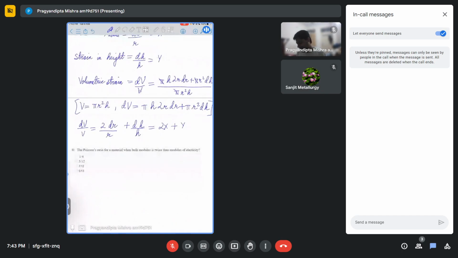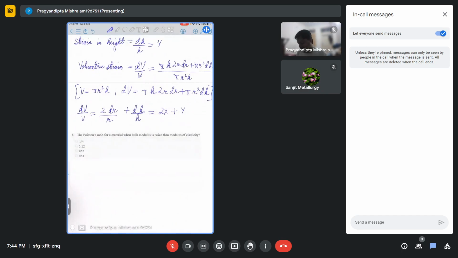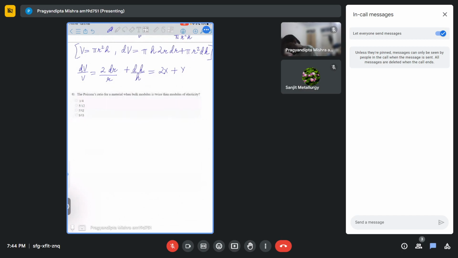Next question. They are telling us the Poisson's ratio for a material when bulk modulus is twice the modulus of elasticity. So K is equal to 2 times E is what they have given. They are asking us what is the Poisson's ratio for the particular material. Now we know the relationship between bulk modulus and modulus of elasticity. K is equal to E divided by 3 times 1 minus 2 mu. Right? That is the relation.